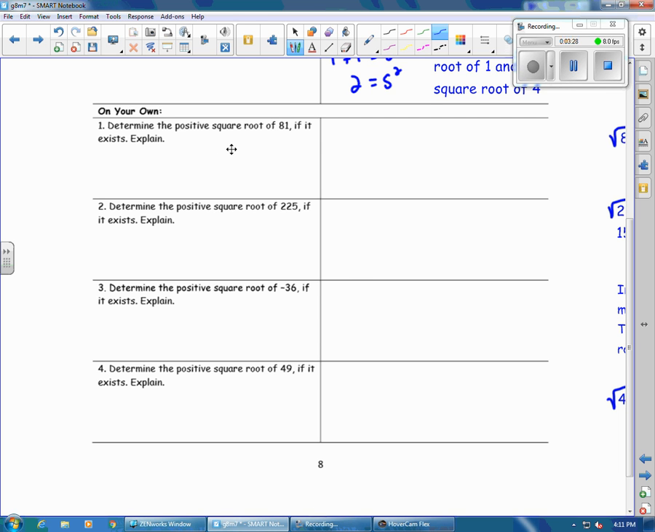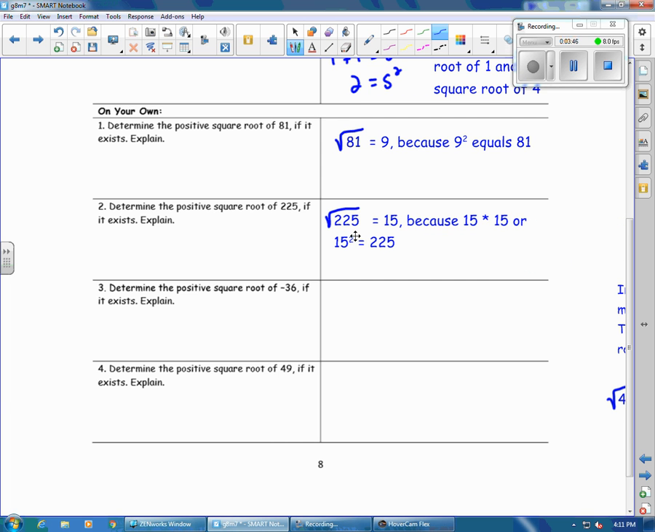Alrighty. So the positive square root of 81, some of you have been memorizing and you know it's going to be 9 because 9 squared equals 81. That's how I would explain this. I know the square root of 81 is 9 because 9 times 9 equals 81. The positive square root of 225 is 15 because 15 times 15, or 15 squared, equals 225. The square root undoes squaring.